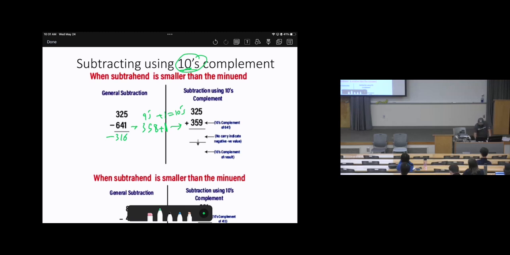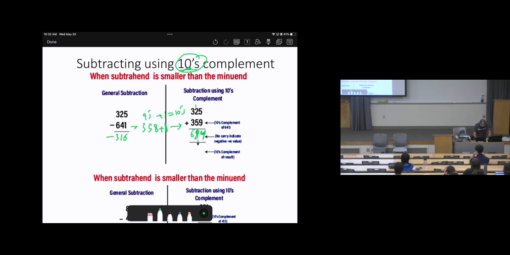Then we have 325 plus 359. So 5 plus 9 will be 14. 4 carry 1. 1 plus 5 plus 2, 8. 3 plus 3, 6. There are no carry bits. 684. No carry bits. Okay, everything's fine. But remember, the negative part is larger than the positive part. So what should I do? Do the complement and add the negative sign.